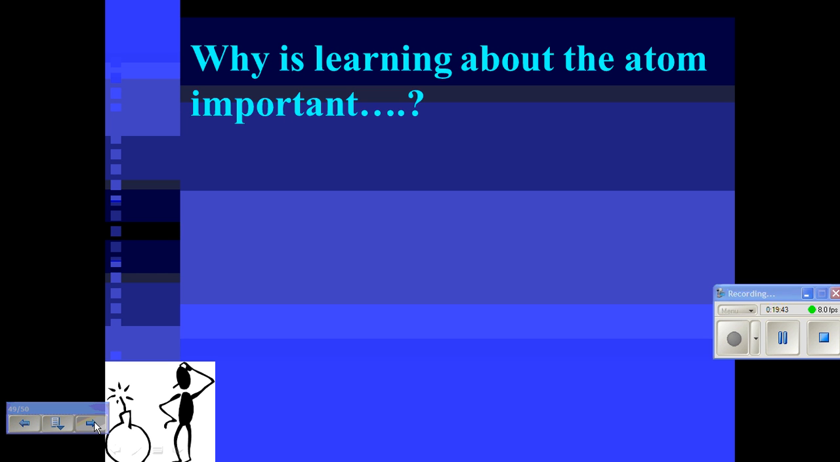So why should we even know about the atom? The first thing is it originally was thought that it didn't exist, that we weren't made of anything. It was just the whole world was one continuous piece.